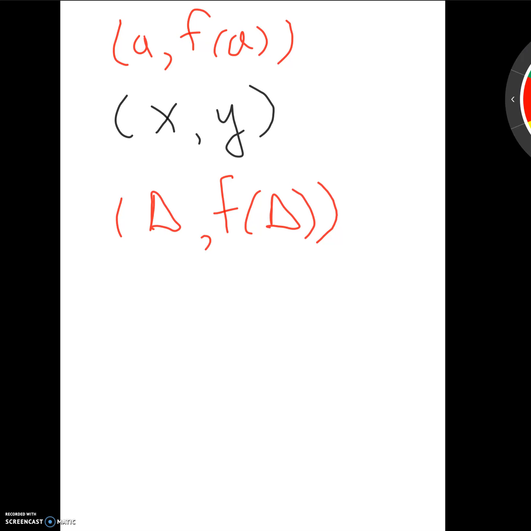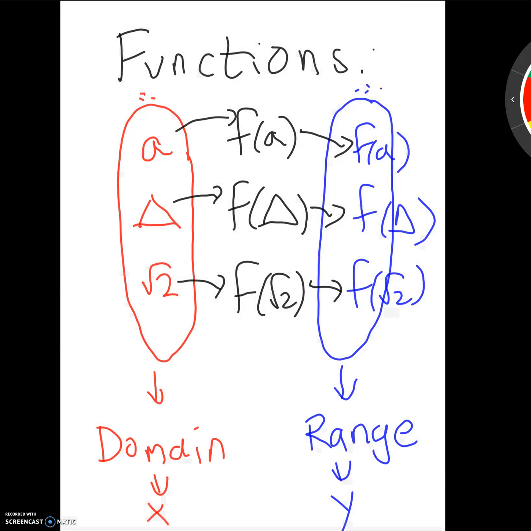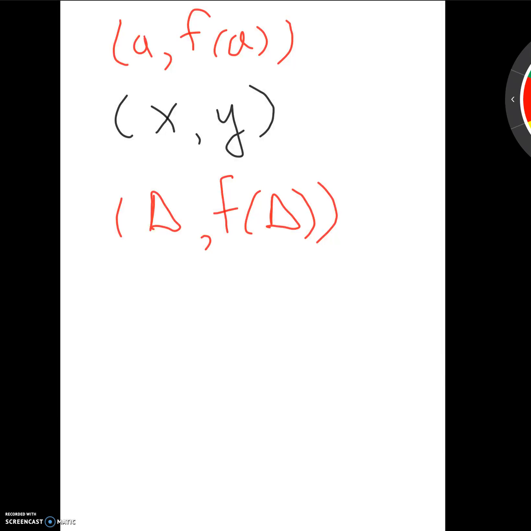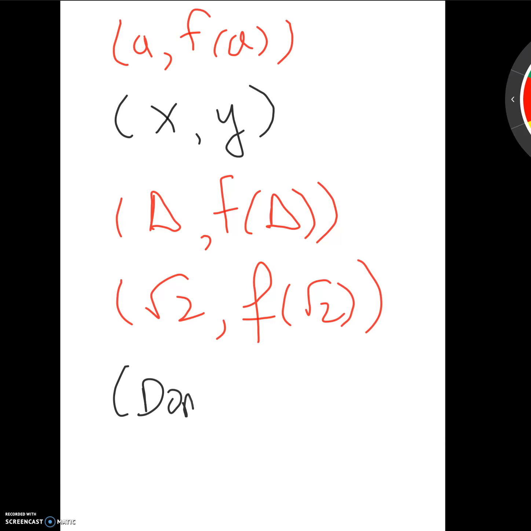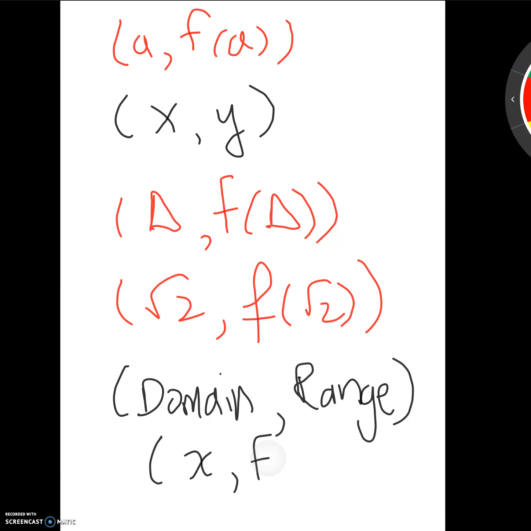Similarly, if we input a square root of 2 into our function, the output of that is going to be f of the square root of 2. So what this is doing is helping us organize each one of these input values, or the domain. Again, keep in mind all these input values are the domain, and all the output values are the range. So this is helping us think about this in terms of ordered pairs. And again, another way for us to think about this is x and f of x.